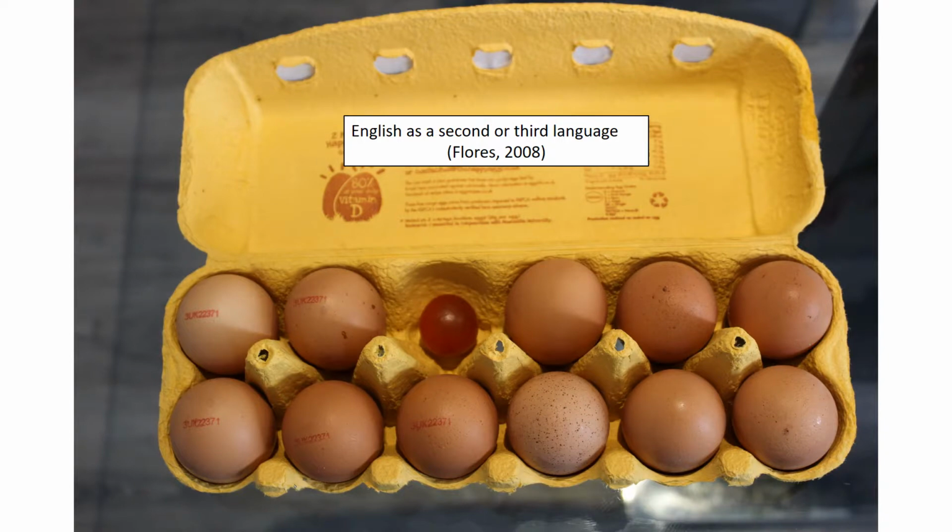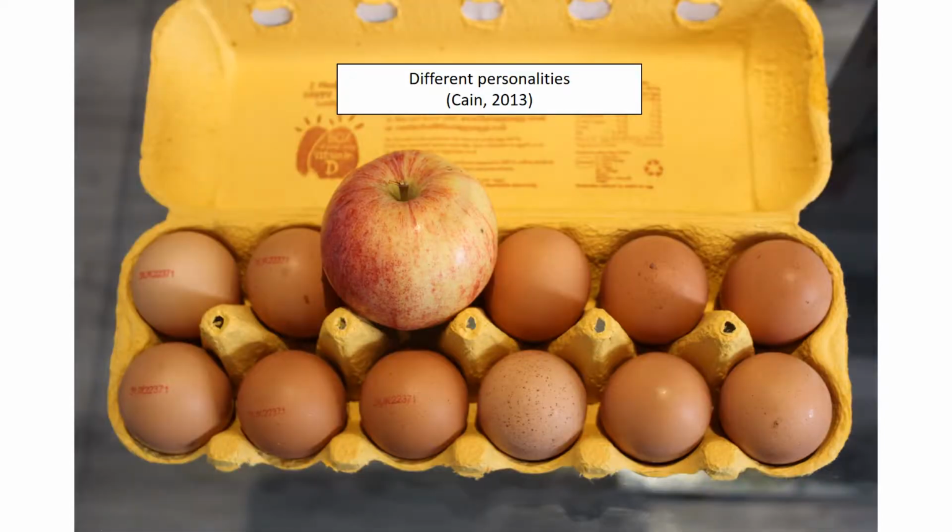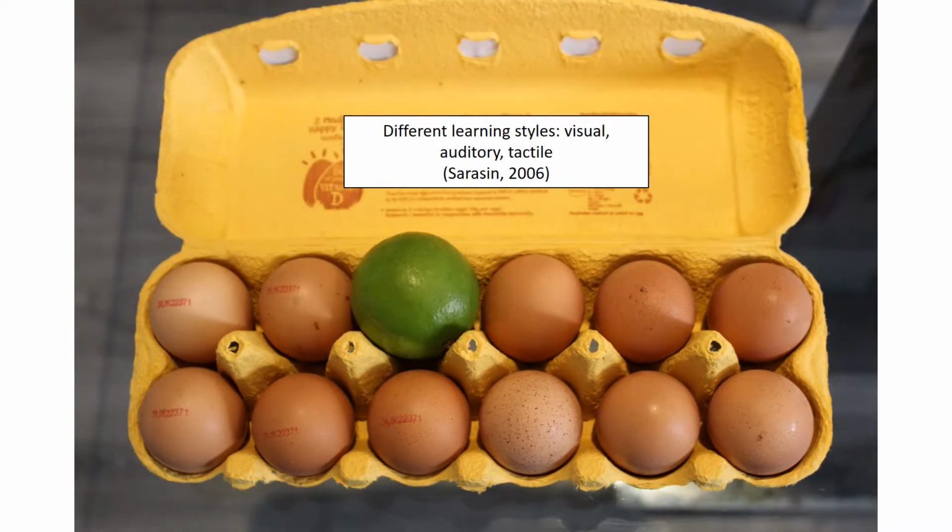There is evidence that shows that more and more often we have students who speak English as a second or a third language. There are some students that have different personalities, with some extroverts having different needs from the introverts. And in more general terms, there are students that have very different learning styles, for example, visual, auditory, and tactile. So taking into consideration all these factors, how is it possible that a lecturer in higher education can take into account all this huge diversity in the classroom?